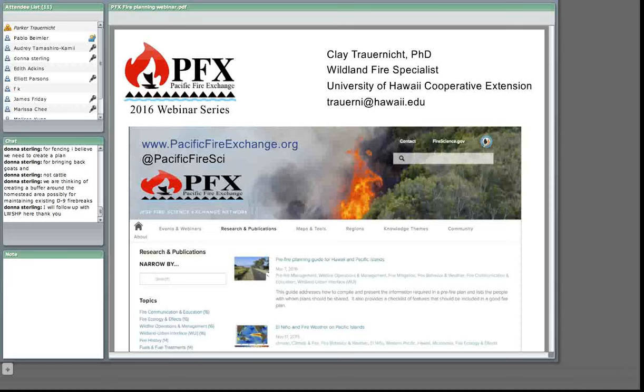Donna says, yeah, creating a buffer around the homestead area. And I think this is a great idea. The next point is that you can use ungulates as a tool for reducing fuel loads, especially in areas already dominated by non-native plants, like these non-native grasses. On the funding question, I've been in conversation with Leeward Haleakala Watershed Partnership, which manages the lands near you. And there is a funding opportunity: the U.S. Forest Service WUI grant. WUI stands for Wildland Urban Interface.